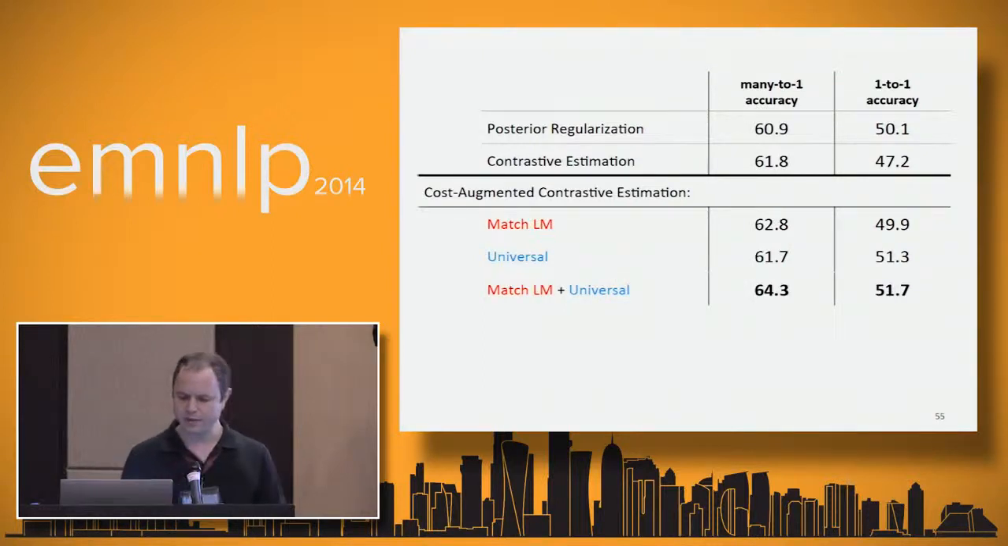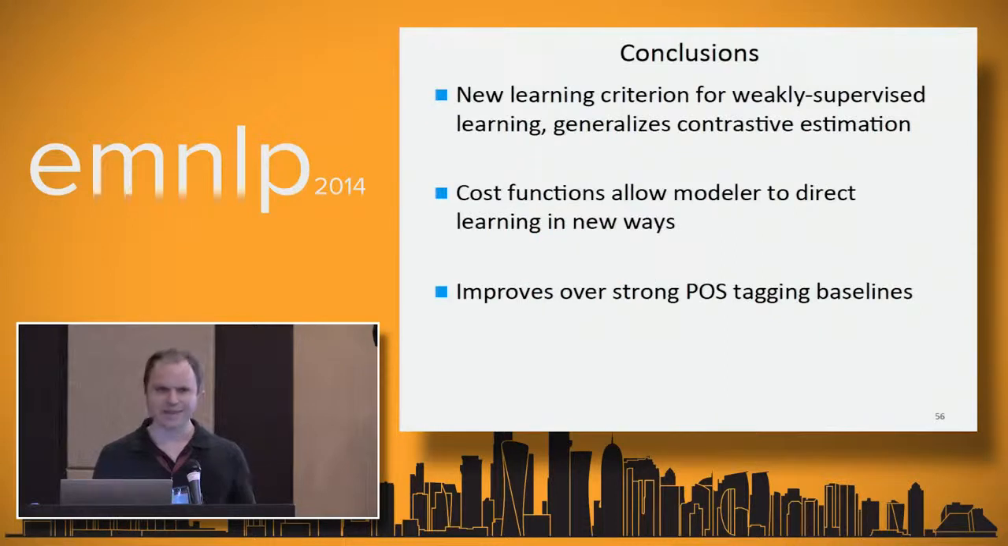And then when we combine these two, it's very natural to have a new gain function that has both types of cost functions in it. We see larger gains for both many-to-one and one-to-one, so up to about 2.5 in many-to-one, 4.5 in one-to-one, and also doing better than the best result from the task. Okay, thanks.